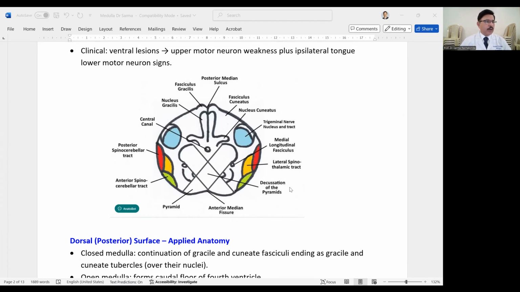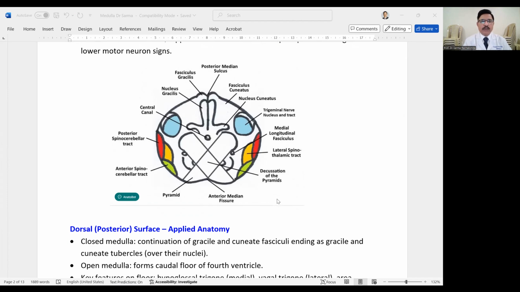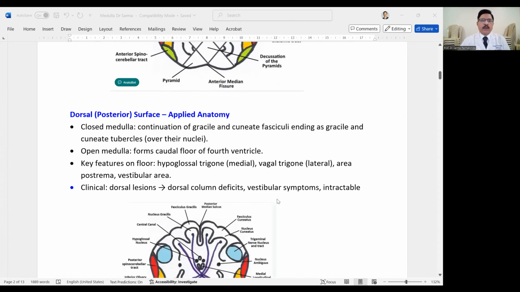We'll come to that. Now the dorsal or posterior surface of the medulla. This is the dorsal part, and this is the ventral part. Then what is happening in the dorsal part? Closed medulla: continuation of the gracile and cuneate fasciculi, ending in the gracile and cuneate nuclei, or gracile tubercle and cuneate tubercle, over the nucleus where the second order neurons are related. Open medulla forms the caudal floor of the fourth ventricle.